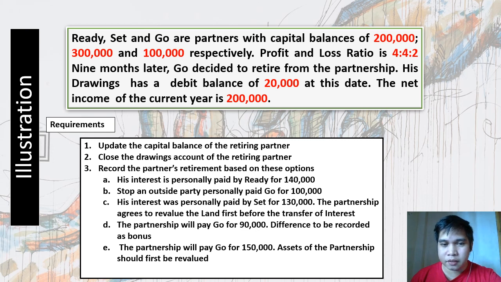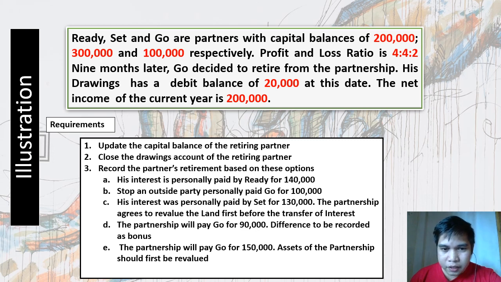So, independent cases po yan. For example, letter A, his interest is personally paid by Ready for 140,000 pesos. In this case, Ready purchased the interest of Go. Sa letter B naman, an outside party personally paid Go for 100,000 pesos. Letter C, his interest was personally paid by Set for 130,000 pesos.